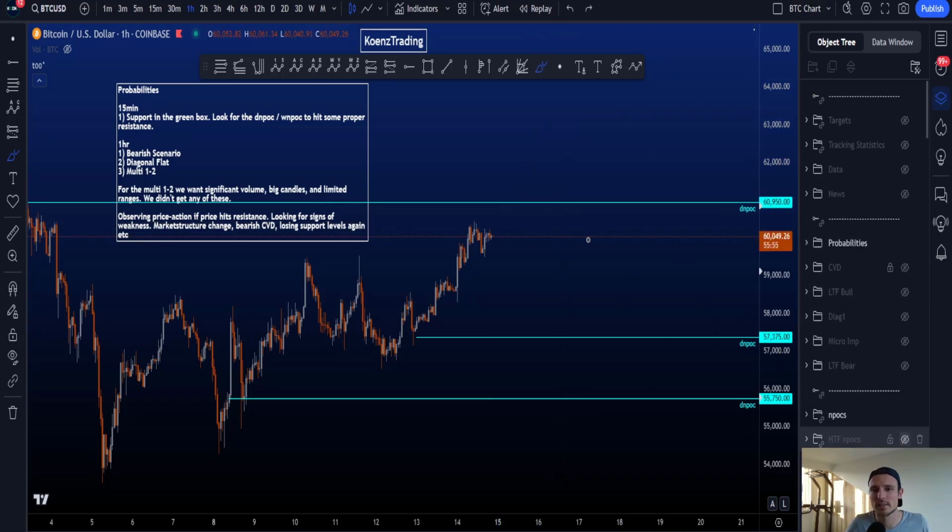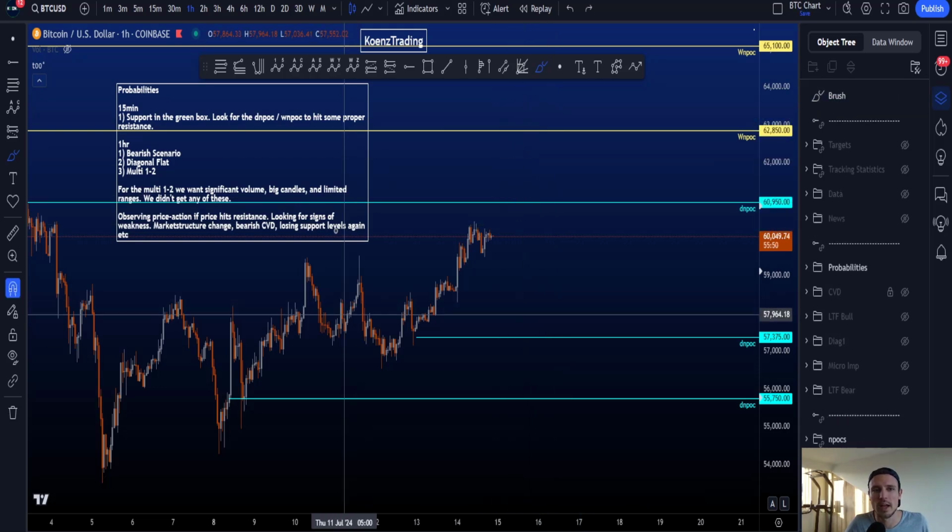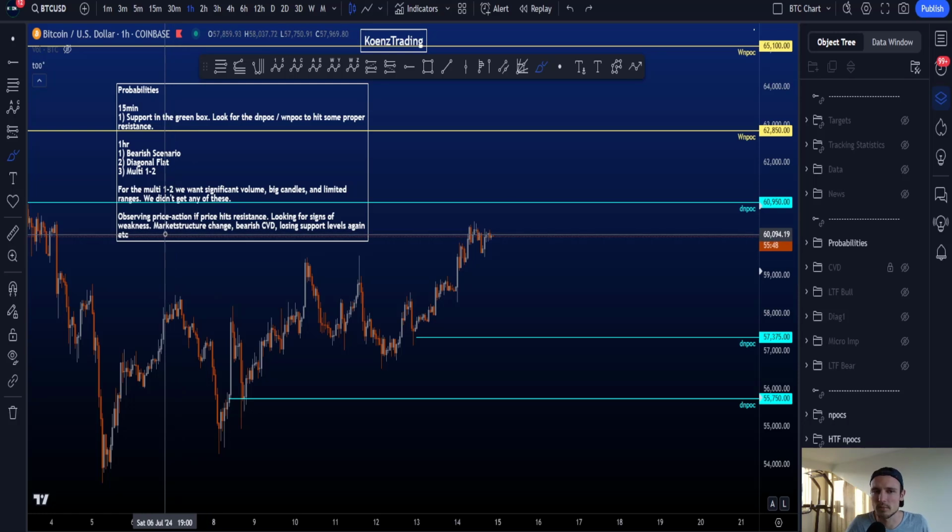But what I would like to see is price holding the level, ranging below, and then look for signs of weakness like a market structure change, bearish CVDs, losing the support levels, etc. Right? You may have different tools and different things you're looking at, but these are some of the things that I will keep an eye on.